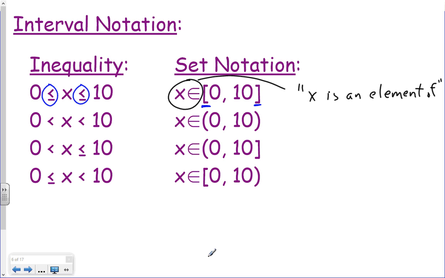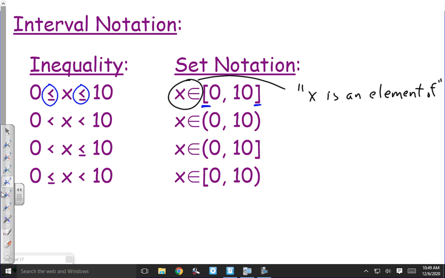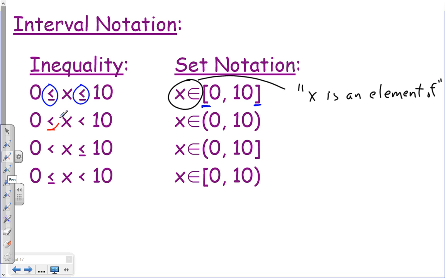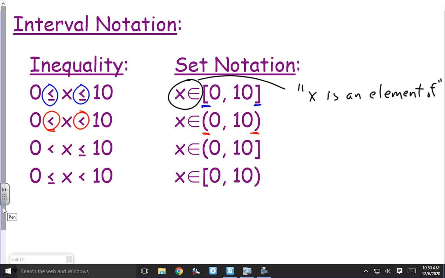All right, take a look at the next one here. I've got 0 is less than x, which is less than 10. So now, when I'm using just less than, like I see here and like I see here, I use parentheses to indicate that I'm not including those endpoints. Square brackets, you're including the endpoints. Parentheses, you're not. So x is an element of the open interval from 0 to 10. The square brackets, we use the term closed interval. Parentheses, we use the term open interval. You don't have to necessarily use those words, but those will sometimes be used to describe those.